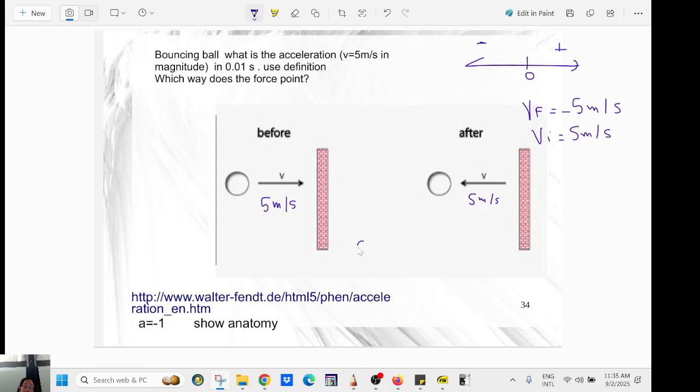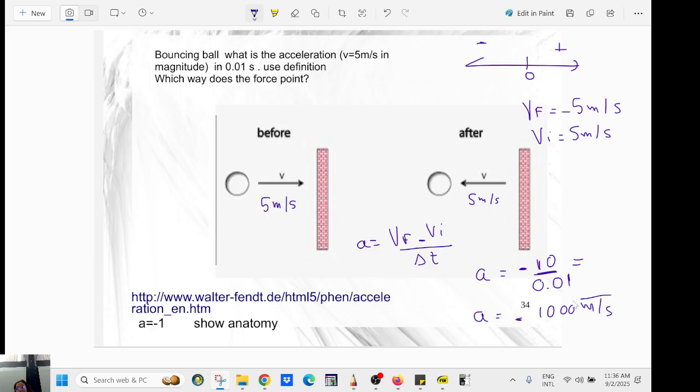So don't stare. I see people staring. Just do it. Final minus initial over the time elapsed. What's going to be your acceleration? -10. Is that -10, -5, -10? Over the time elapsed. Which is -1000.